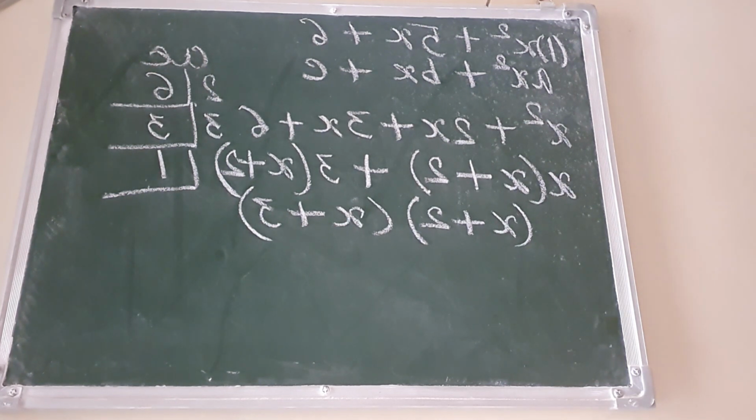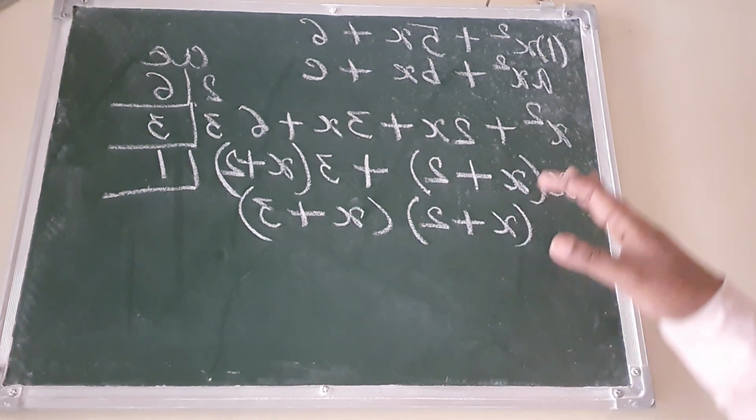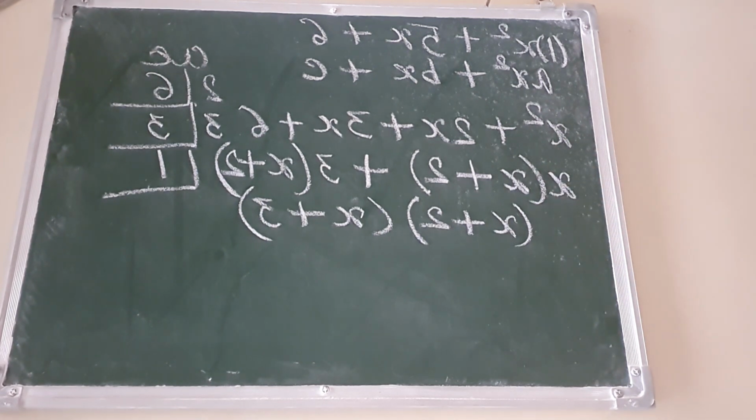So 6 is divided by 2 doing the prime factorization, so it comes out to be 3. Again 3 ones are 3. So here the factors are 2 and 3. So it is 2 plus 3. We have to split it in such a way that it is equal to the sum of the middle term, that is 5. So we can write it as 2x plus 3x. So we can write the expression as x square plus 2x plus 3x plus 6.